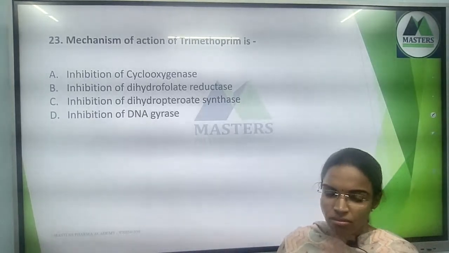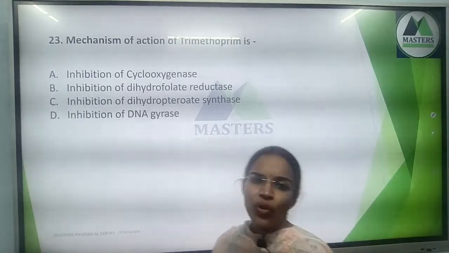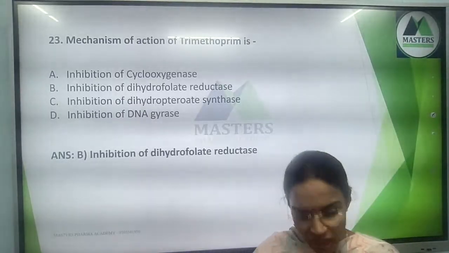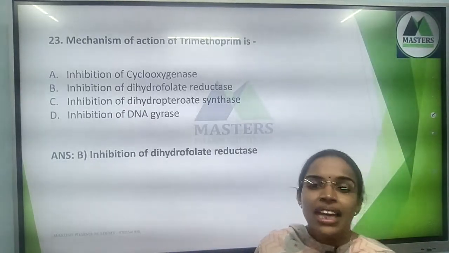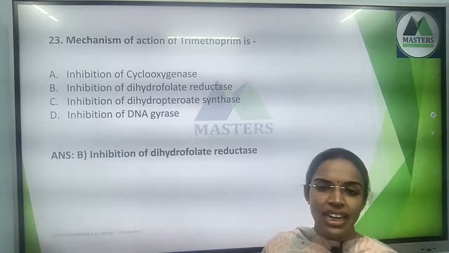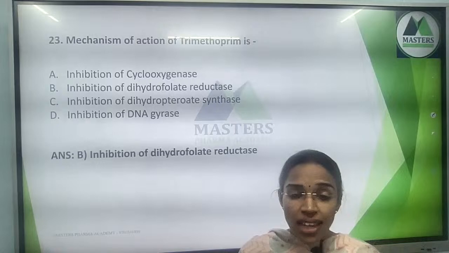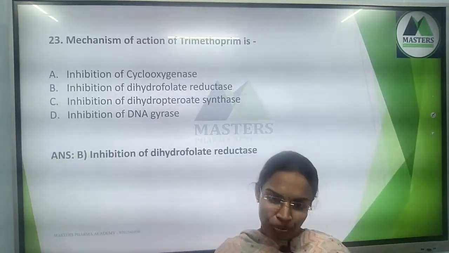The right answer is that it blocks the reduction of dihydrofolate to tetrahydrofolate. That means it inhibits dihydrofolate reductase. So option B, dihydrofolate reductase inhibitor, is trimethoprim.